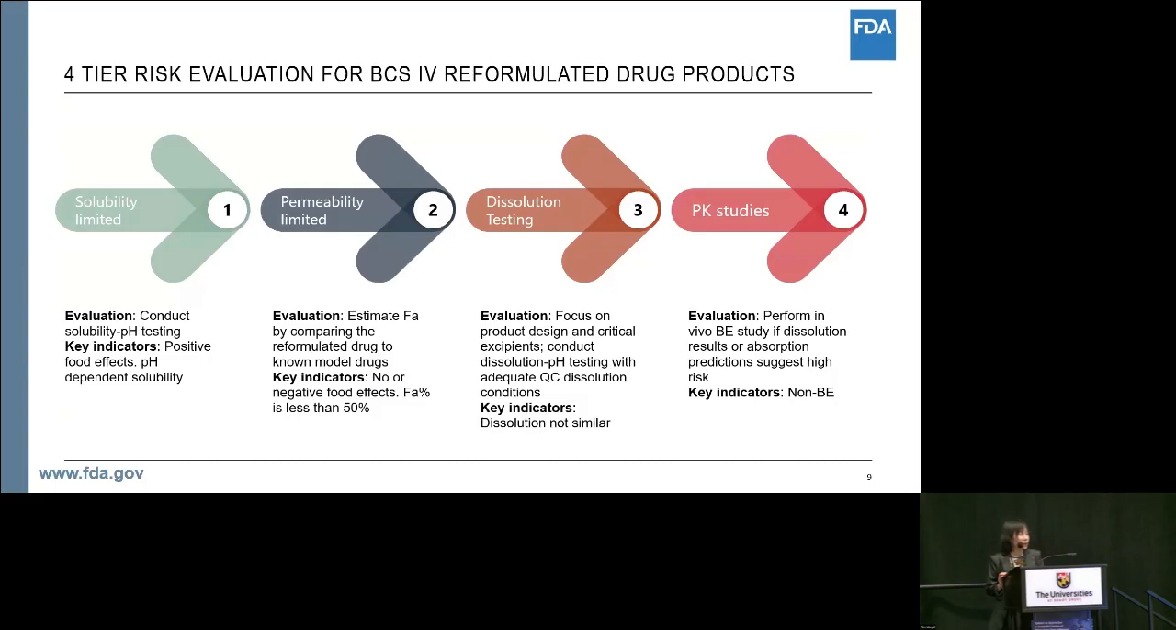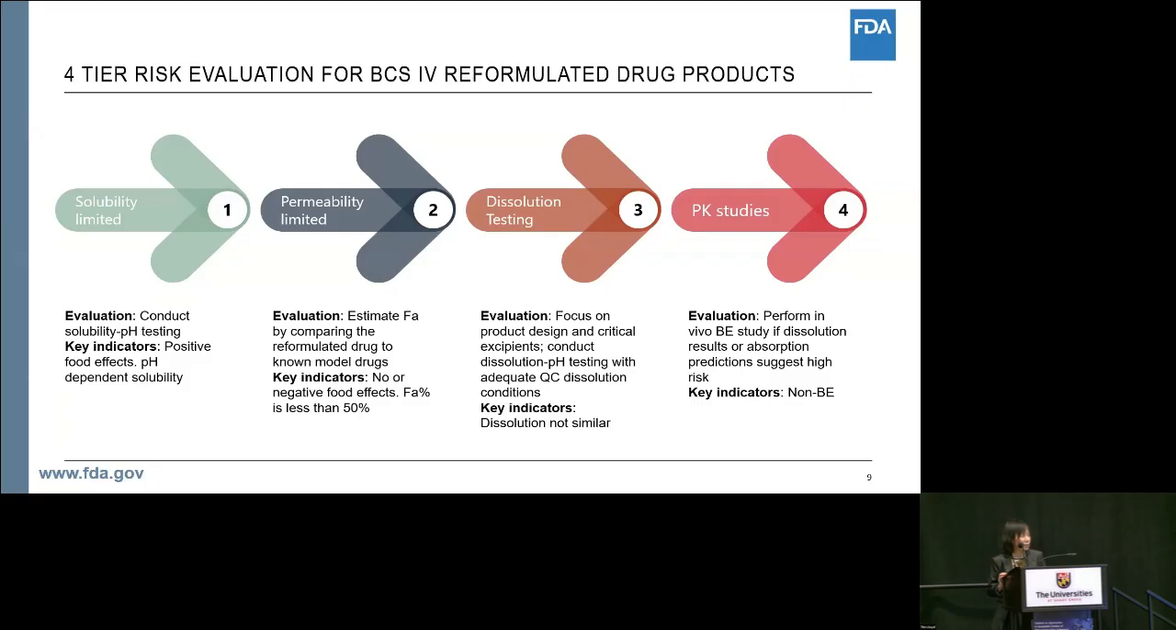Based on those factors and the findings from BCS class 3, we propose a 4-tier risk-based framework for products containing BCS class 4 drug substance. We start with solubility testing to evaluate whether the BCS 4 product is solubility limited. Usually very low solubility or positive food effects with a higher fraction absorbed would indicate it is solubility limited. For permeability limited BCS class 4 products, we mainly compare the fraction absorbed with the BCS class 3 model drugs. If it's higher, then permeability is not the limitation, and we can extend the BCS class 3 findings to BCS 4.